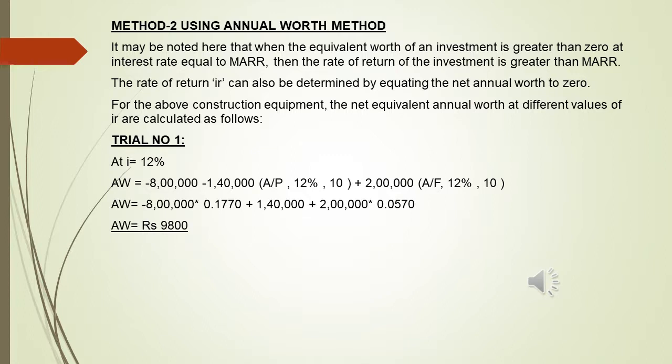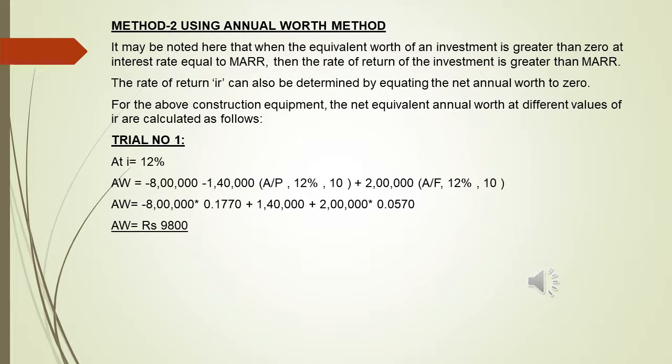So here in the annual worth method, it may be noted that when the equivalent worth of an investment is greater than 0 at an interest rate equal to MARR, the rate of return of the investment should be greater than that. The rate of return IR can also be determined by equating the net annual worth to 0. So for the above construction equipment, the net equivalent worth at different values is calculated, in the same way of finding trials.